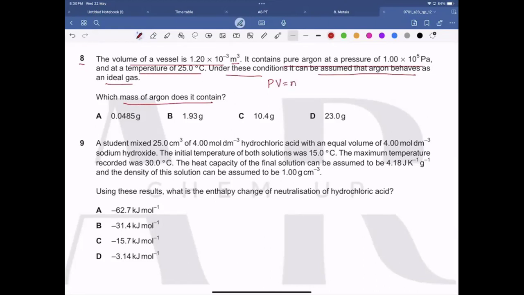PV equals nRT, where if I keep n as the subject, it becomes PV over RT. And if I open n, it is going to be mass over MR. If I move the MR over there, it is going to be PV MR over RT. Is this understandable to all of you?